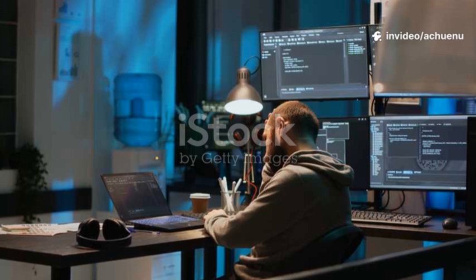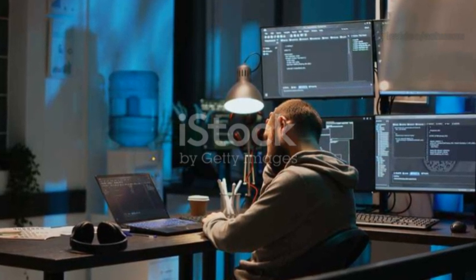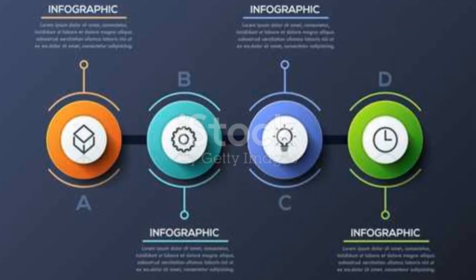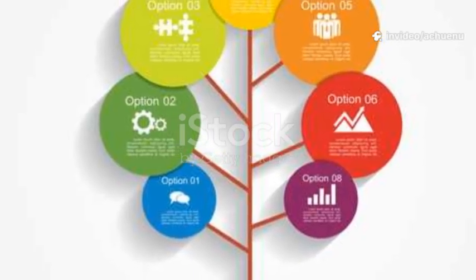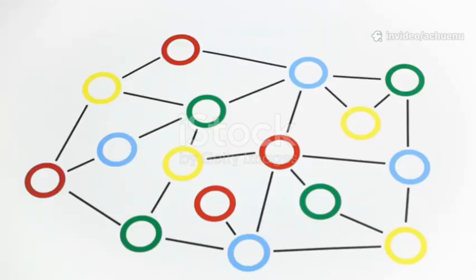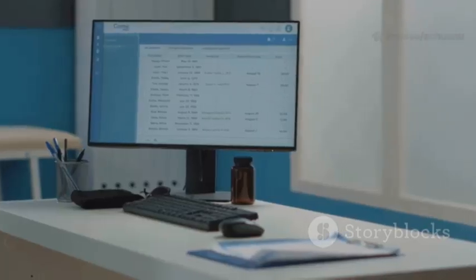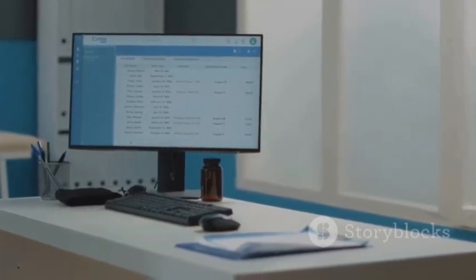It serves as an interface between the user and the database, allowing for easy data manipulation and access control. There are 5 different types of DBMS. The first is the hierarchical DBMS, where data is organized in a tree-like structure. The second is the network DBMS, which allows many-to-many relationships between data. The third is the relational DBMS, the most common type, which organizes data in tables.